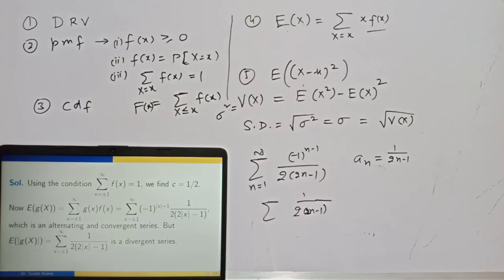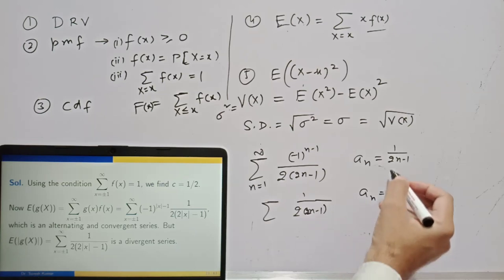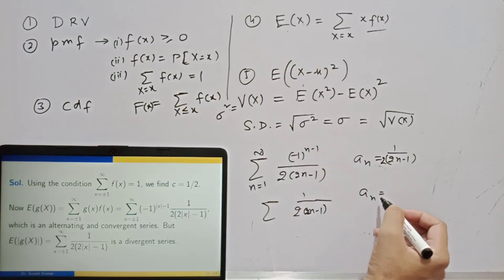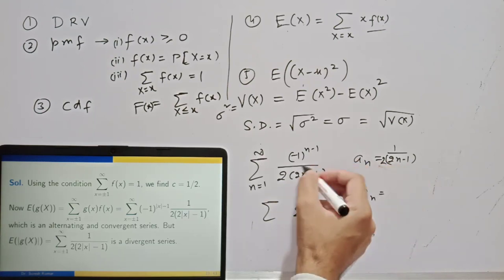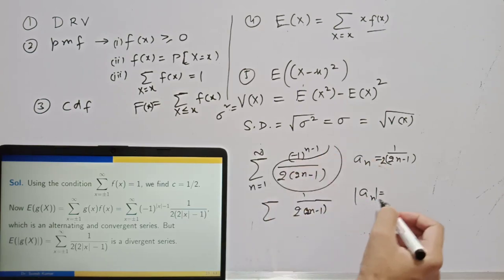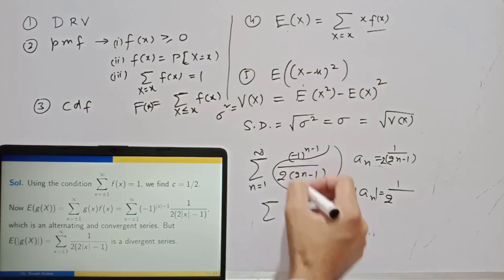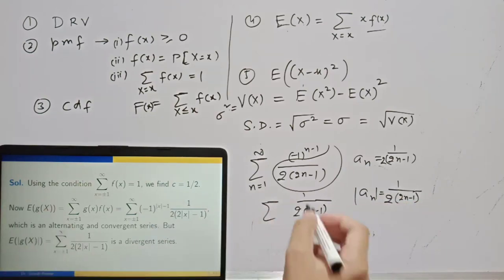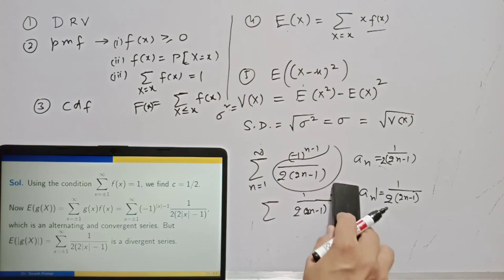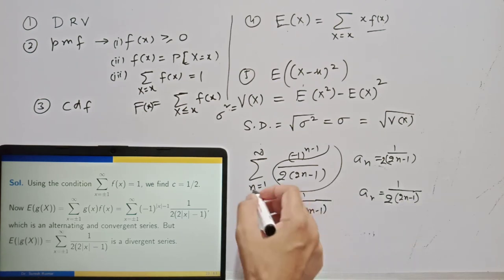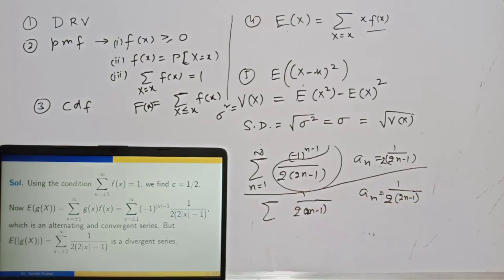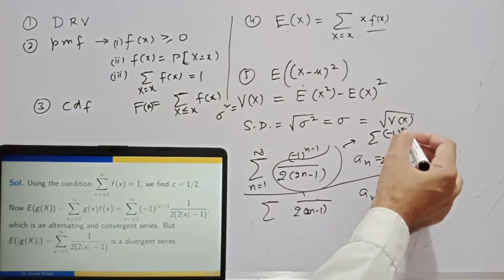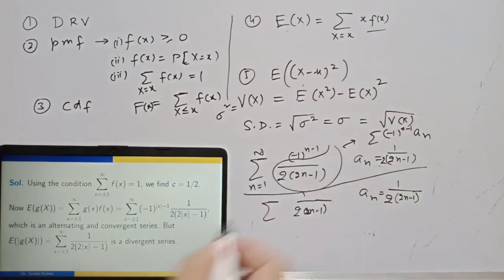Why? Here a_n is the same, but after taking the modulus, we are using this part only here. You can take mod a_n, no problem. Mod a_n, or mod of this whole expression, is this one. Modulus of this is this, so this is my a_n now. Now I need to put modulus here. These are different series, don't confuse with the symbols. Actually, I'm using this notation: minus 1 power n minus 1 a_n, and this is only summation a_n. So this is divergent.